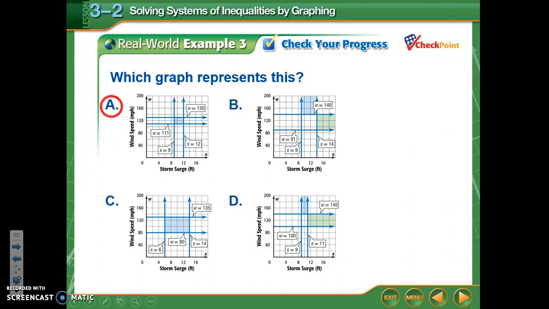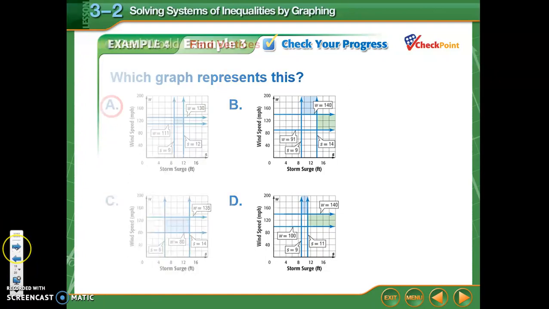If you notice here, the wind speeds have to be between 111 and 130. So the wind speed here was the y-axis. So between 111 and 130, those are my horizontal lines. And I would have to shade between them. And then S represents the storm surge. It has to be between 9 and 12. Those would be vertical lines because those are representing x equals 9 and x equals 12, and I would shade between them. And this little rectangle here in the middle would be my overlap. That would be my solution region.